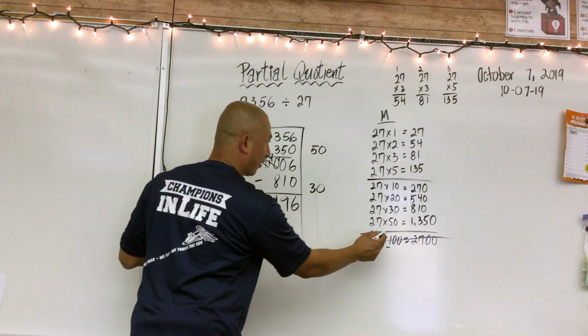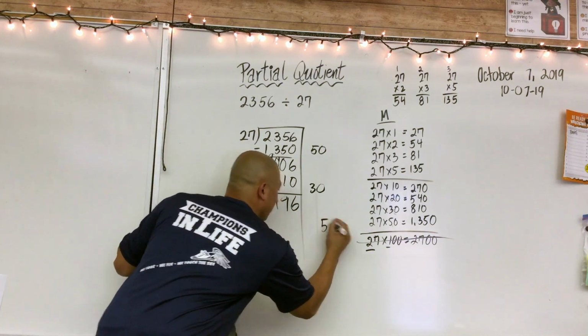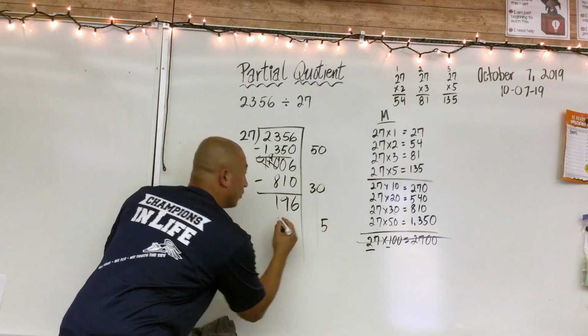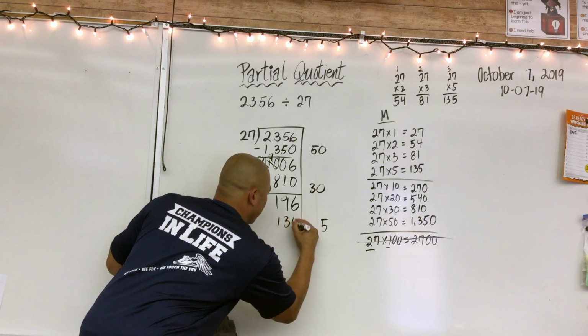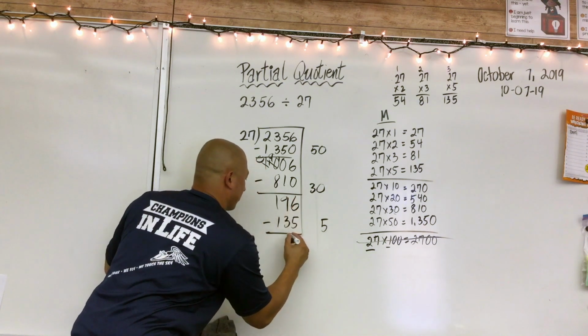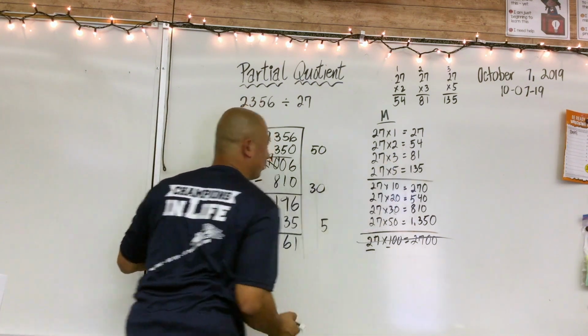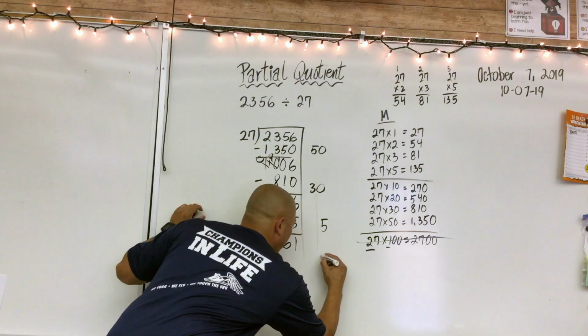Now again, I'm going back to my menu. 5 would be the closest to this dividend. So the 5 would give me 135. 6 minus 5 is 1. 9 minus 3 will be 6. Keep on going, and now I would use a 2 for the 54.